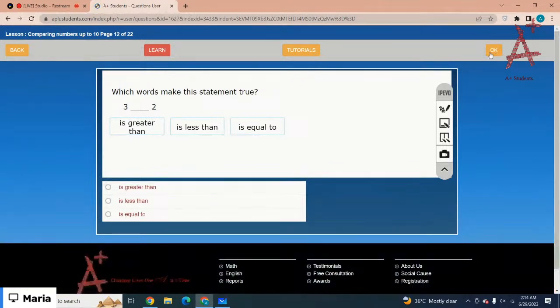Okay, which word makes the statement true? 3 and 2. So when counting, 3 comes after 2. That means 3 is greater than 2.